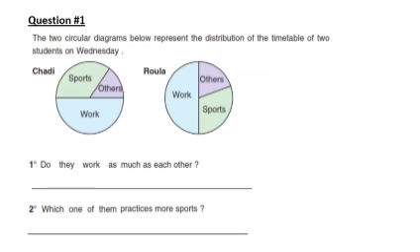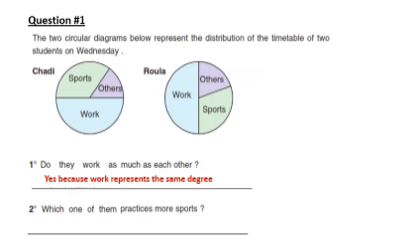On Wednesday, Shadi did some sport, some work, and others. Rula also did some work, sports, and others. The first question is, do they work as much as each other? If you look at the work done by Shadi, you can see that it's half a circle. Also Rula, it's half a circle. So yes, both of them did the same work because they represent the same degree.